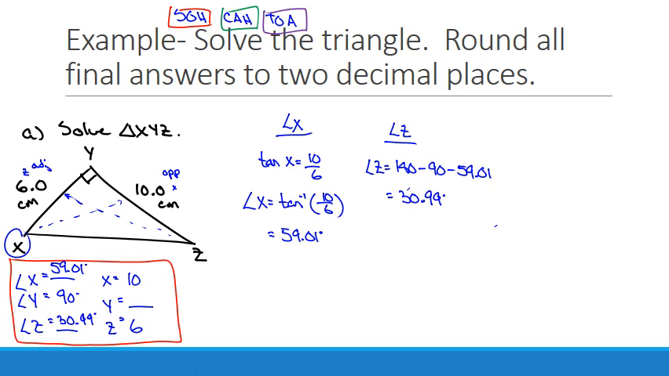So there's a shortcut if you want to use it. Otherwise, you could have used tangent again. So now it would be tan Z equals 6 over 10. And you'd get the same answer. The final thing, now y.